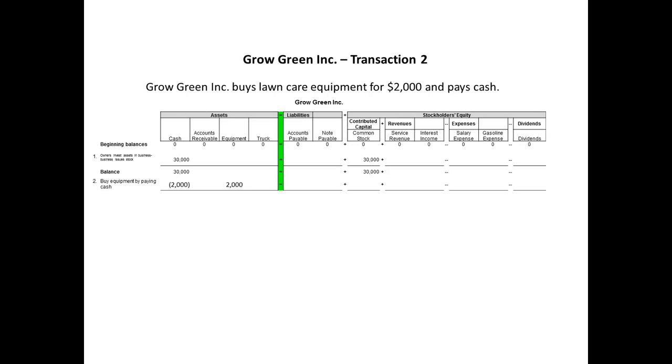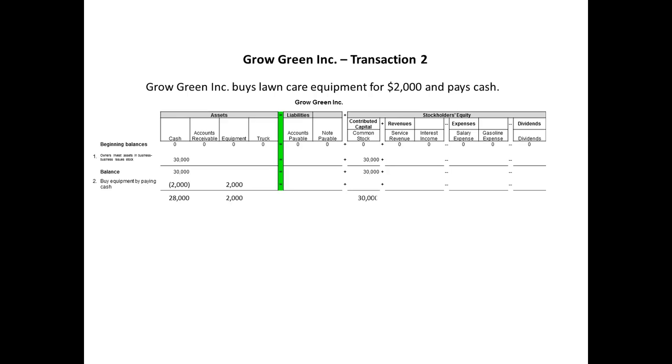Before this transaction, Grow Green had $30,000 in cash. Then this transaction caused cash to decrease by $2,000, so the new cash balance is $28,000. Before this transaction, Grow Green's equipment balance was zero, and now it is increased by $2,000, so the new equipment balance is $2,000. The common stock balance did not change with this transaction.